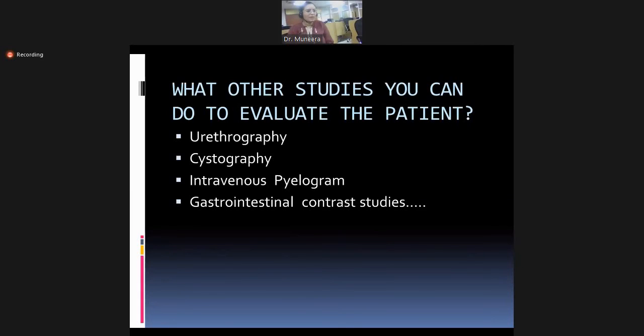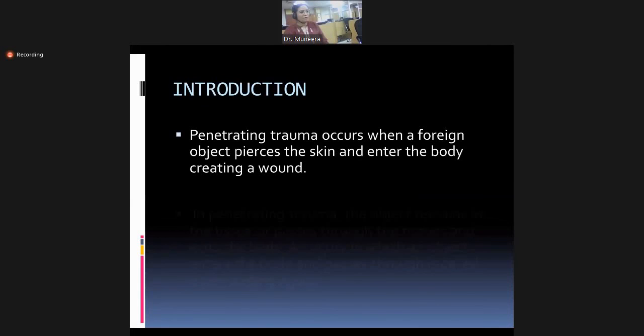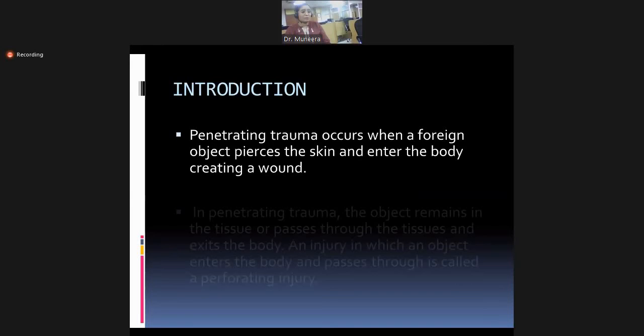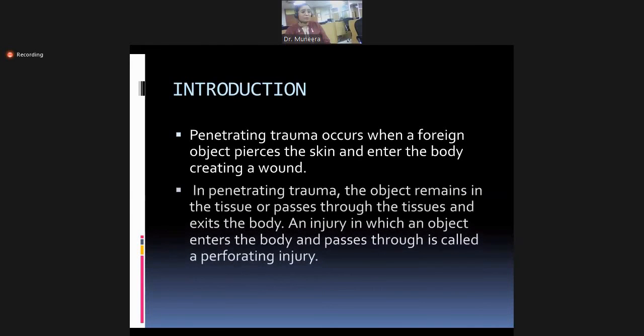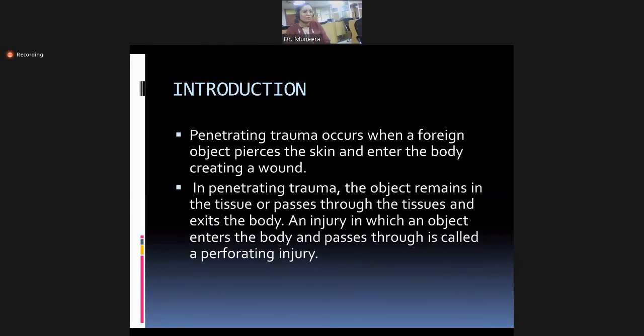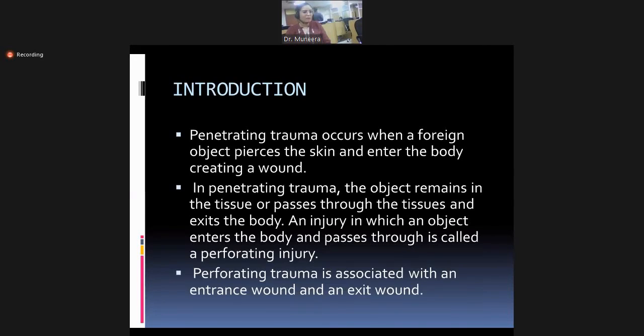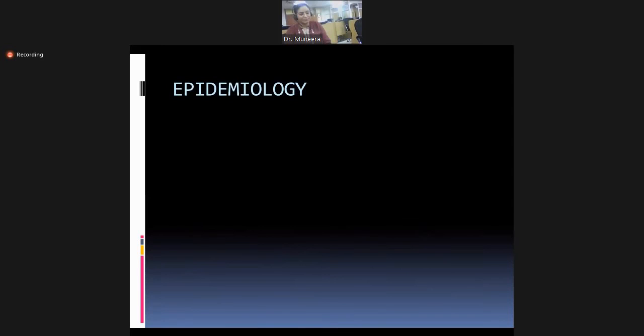Coming to penetrating abdominal trauma. Penetrating trauma occurs when a foreign object pierces the skin and enters the body, creating a wound. In penetrating trauma, the object remains in the tissue or passes through the tissues and exits the body. An injury in which an object enters the body and passes through is called a perforating injury. Perforating trauma is associated with an entrance wound as well as an exit wound. The most common cause is a stab or a gunshot.